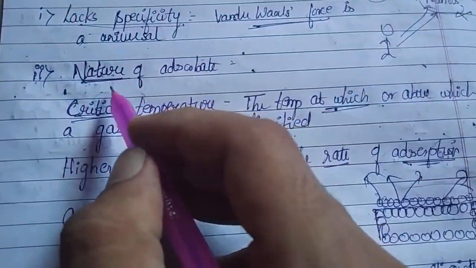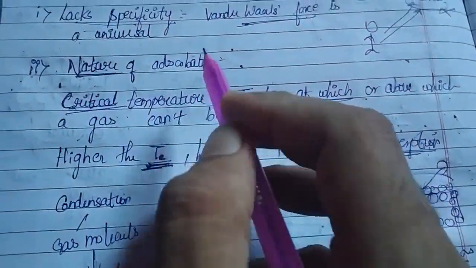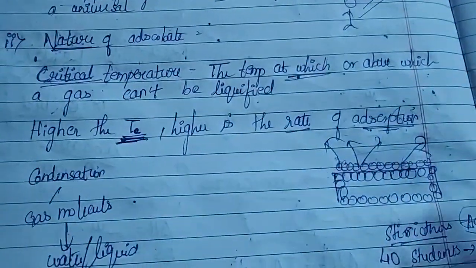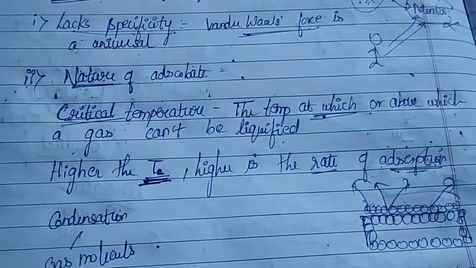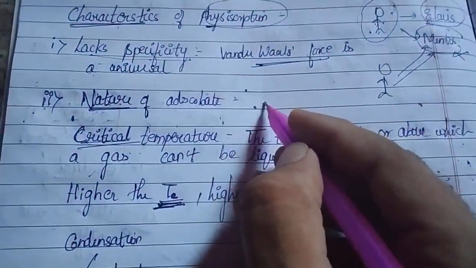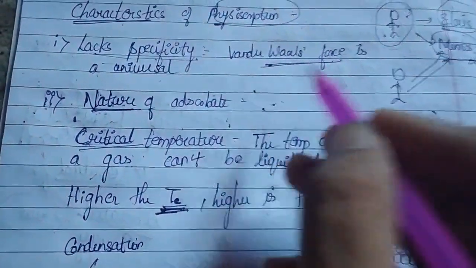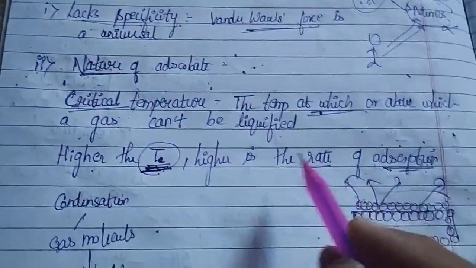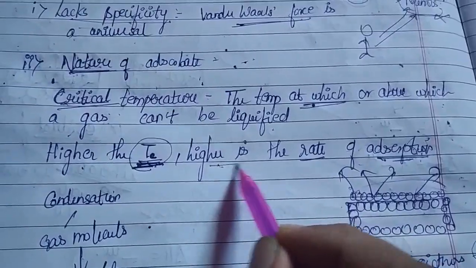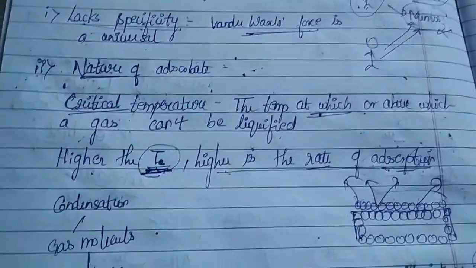What is that? Easily liquefiable gases can get adsorbed easily, or they get readily adsorbed due to the stronger van der Waals forces near their critical temperature. But why are we choosing easily liquefiable gases? Because it depends upon the critical temperature. Higher the critical temperature, of course what happens? Higher will be the rate of adsorption.